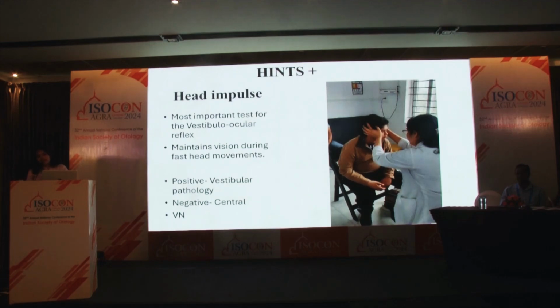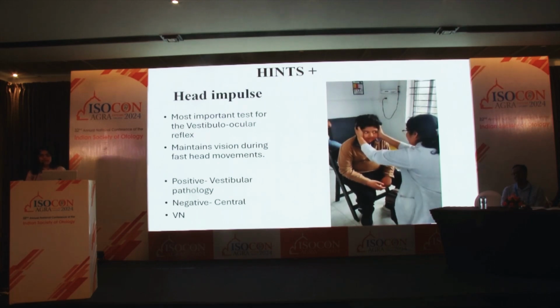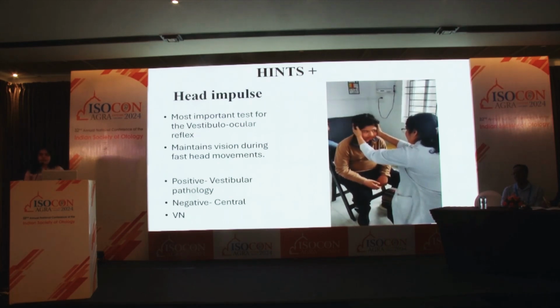Okay? I cannot emphasize more the importance of the head impulse test. It is one of the most important tests to test the vestibulo-ocular reflex, which maintains vision, we know, during fast head movements. A positive test, it's a good thing. It is one of the tests where, if it comes positive, we know it is peripheral. So we are happy. In fact, a negative can mean central. Okay. Of course, in vestibular neuritis cases also, this is very significant. It comes positive for quite a long time.